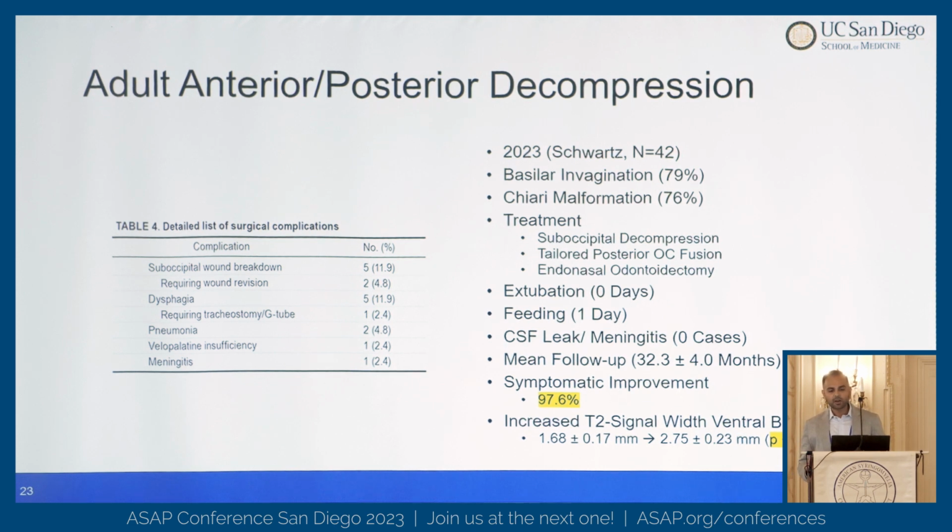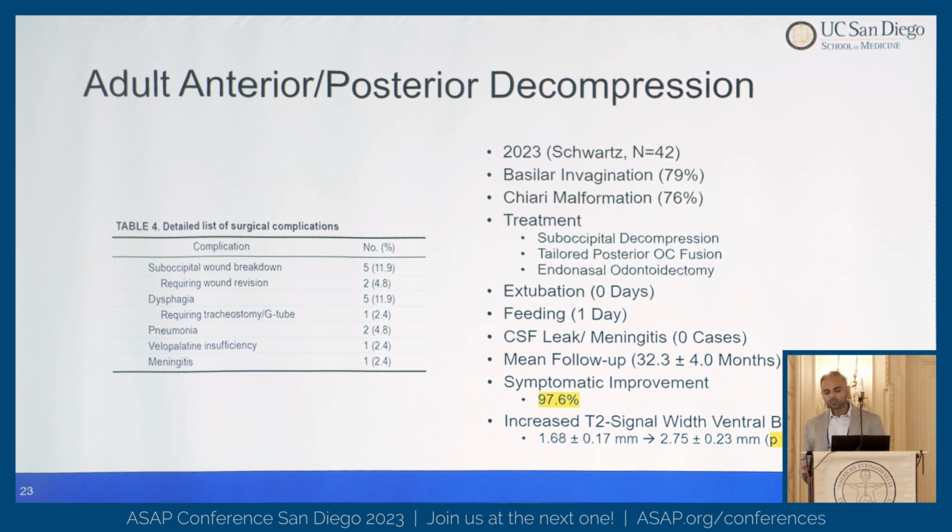So this is a recent paper out of Cornell looking at 42 patients that had either basilar invagination or type 1 Chiari, and they were all undergoing the same treatment protocol, which included endonasal odontoidectomy, suboccipital decompression, as well as posterior OC fusion. All these patients were able to be extubated at the end of the case, be able to feed within 1 day after surgery, no instances of CSF leak or meningitis, with a follow-up of approximately 3 years.